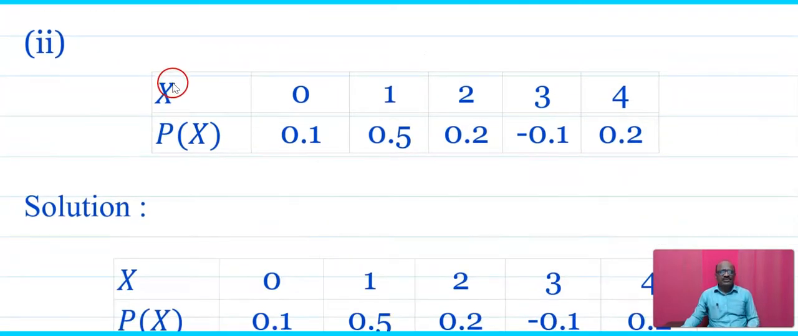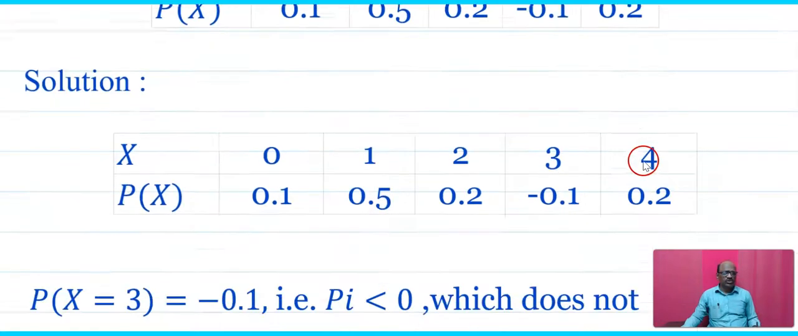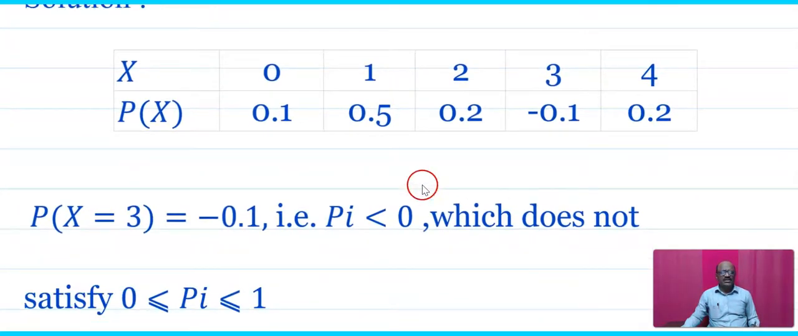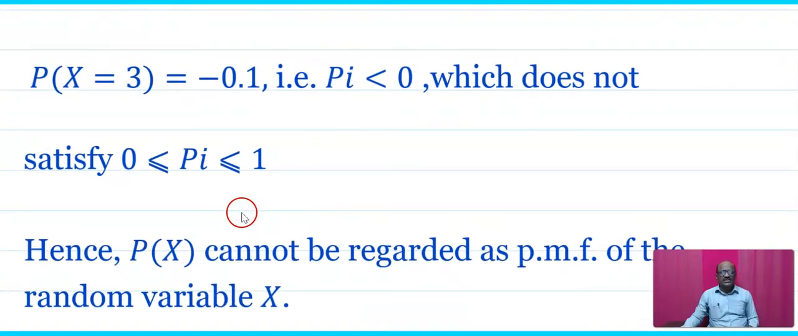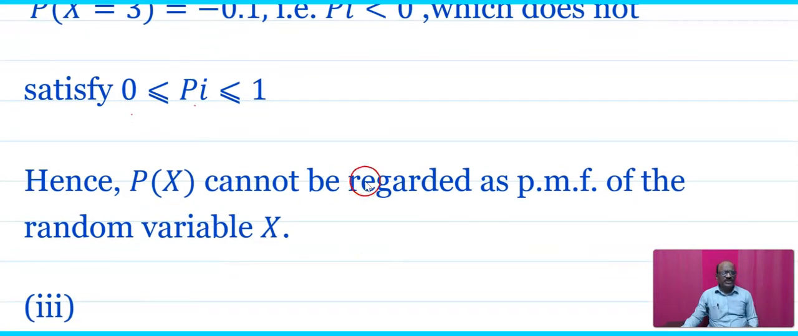Next, the values of X are 0, 1, 2, 3, 4 and P of X is 0.1, 0.5, 0.2, minus 0.1, 0.2. Now see this here, the probability of 3, which is minus 0.1, is negative, which does not satisfy our condition that the value of P must lie between 0 and 1. And hence P of X cannot be regarded as a probability mass function of the random variable capital X.